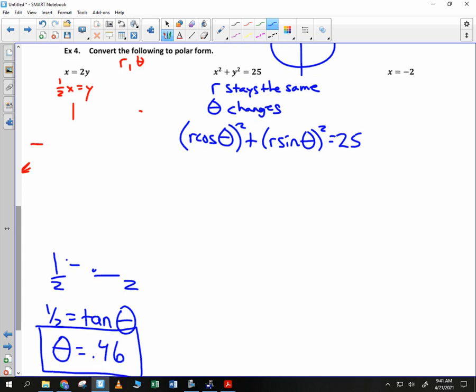What do you get if you square R cosine? R squared, cosine squared. Plus, that's equal to 25. Oh, hey, what do you notice on the left-hand side? Both terms have R squared. What could you do? Factor them out. And when you factor it out, what are you left with?